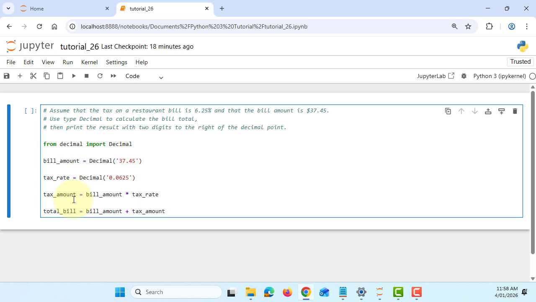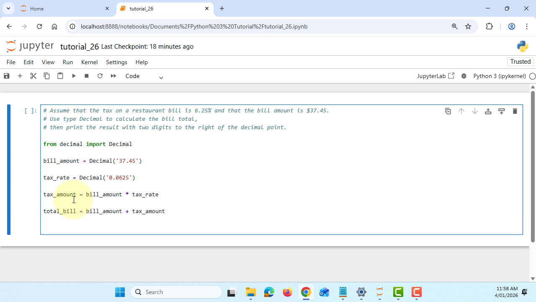Of course, we'd like to print it using a print format. So here we're going to have a total bill, and we're going to use 2 decimal points. That's all you need.